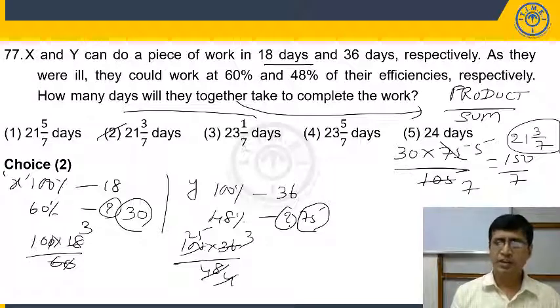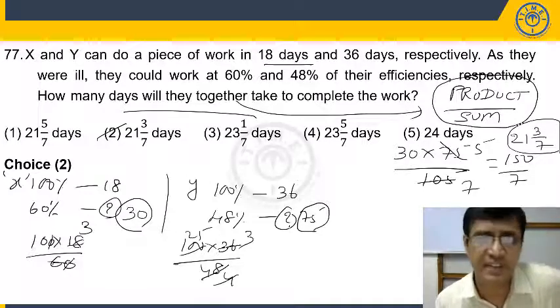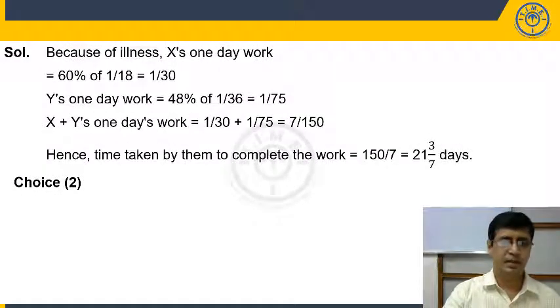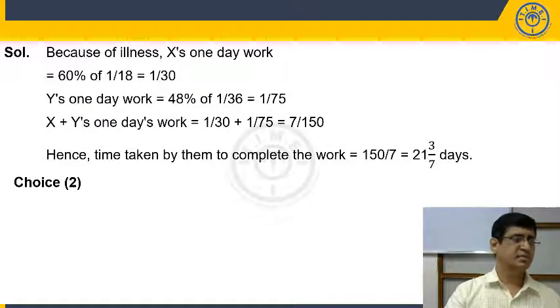So whenever the individual values are given and it is asking to find out the together value, just apply product by sum. Product by sum will give the together value. Now look at this concept.